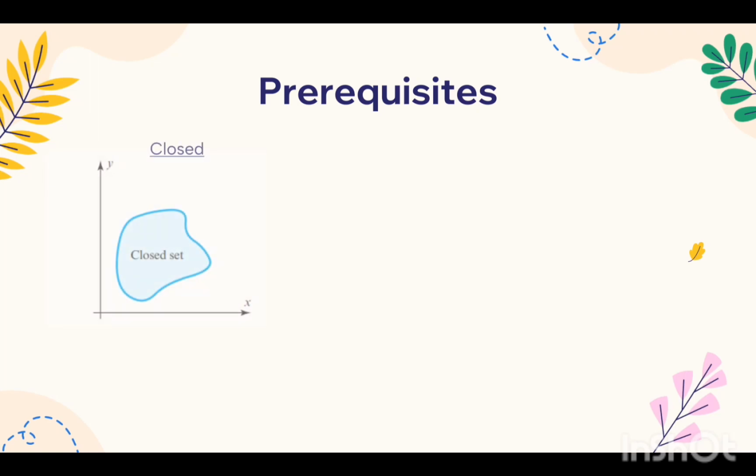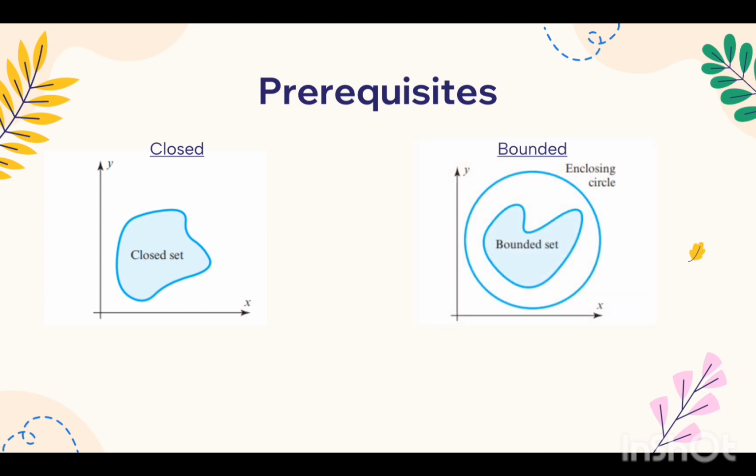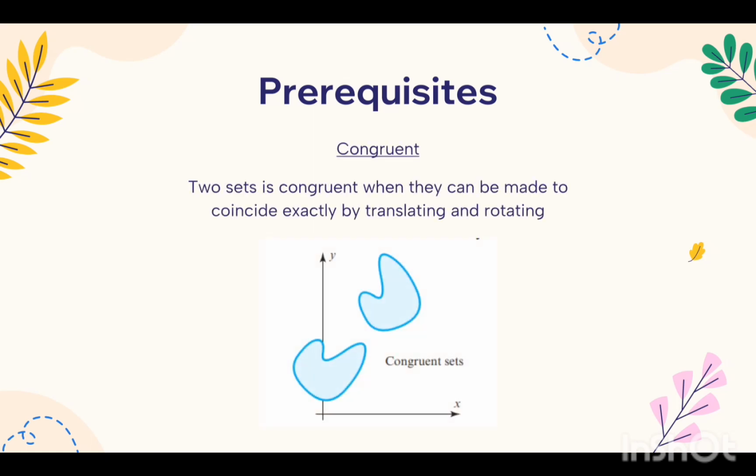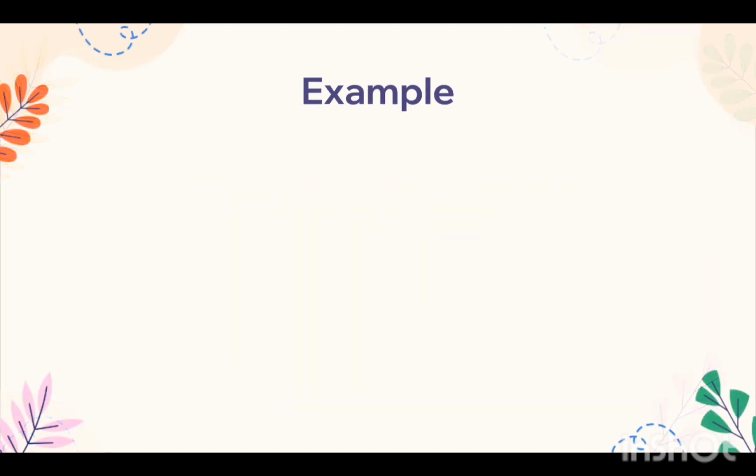This is how a closed set looks, and this is how a bounded set looks. Next, we can see how a congruent set looks. Two sets are considered congruent when they can be made to coincide exactly by translating and rotating them.